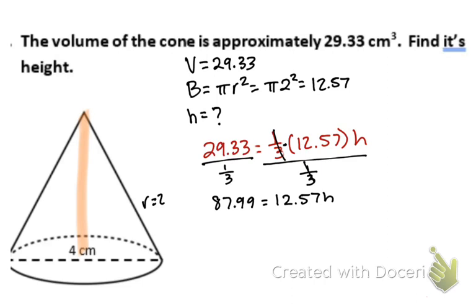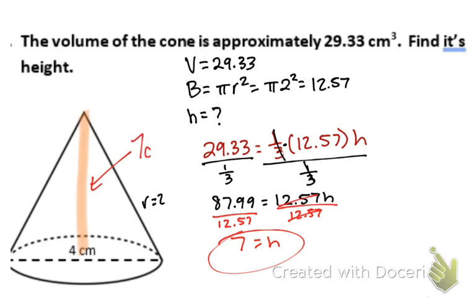And then last thing, I need to do another division right here with the 12.57, and I'll do that on both sides. When I do that, I should get 7 here, and on the right side the 12.57 cancels out, and I only have H. So my height is going to be 7 centimeters.